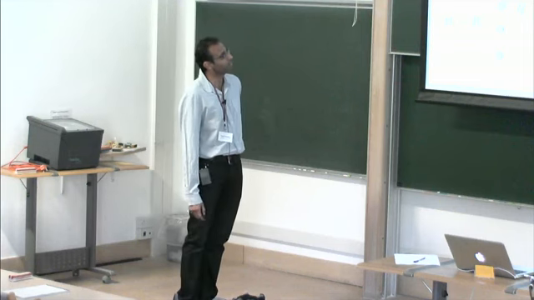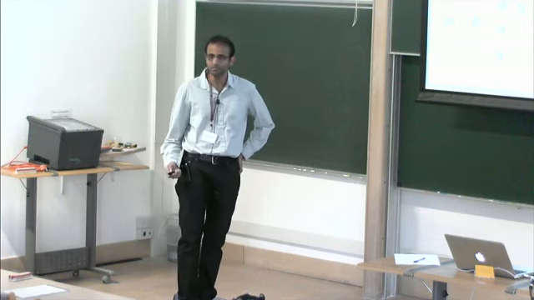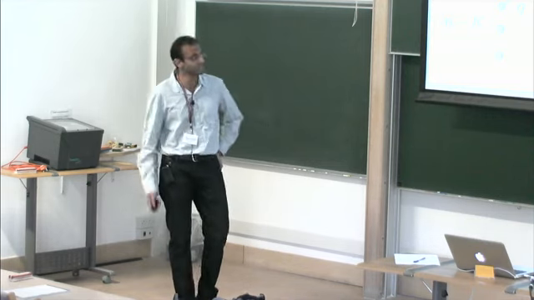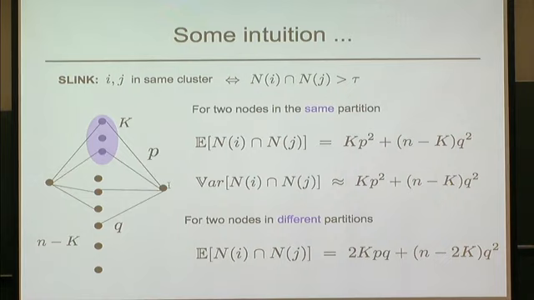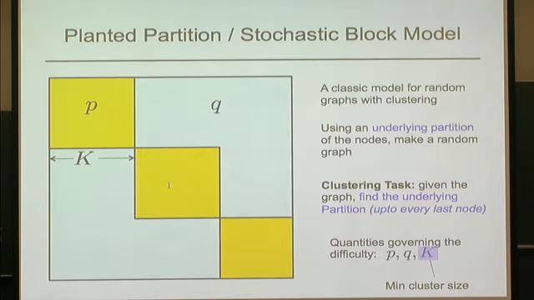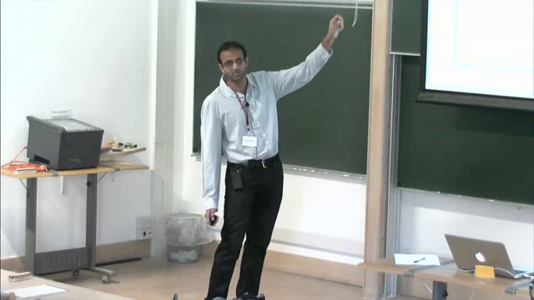Let's try to build up some intuition for this problem by considering pretty much the dumbest algorithm. It has a name, it's called S-link, but it's maybe the first thing you would come up with: you say 2 nodes are in the same cluster or the same partition if and only if the intersection of their neighborhoods is large enough. As you can see, 2 nodes in the same partition will have on average a larger size neighborhood than 2 nodes in different partitions.